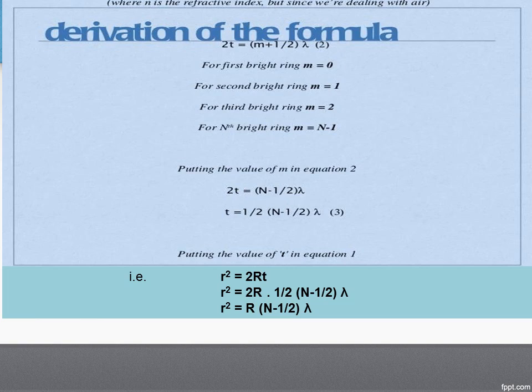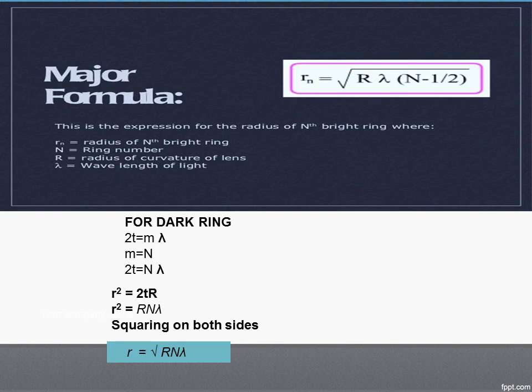Putting the value of t in equation number 1, we get R squared equals 2Rt, and R squared is equal to 2R into half, n minus half, lambda, so r squared is equal to R into n minus half lambda. So r_n, that is the radius of the nth bright ring, is equal to the square root of R lambda into n minus half, which is the formula for the radius of the nth bright ring, where n is the ring number, capital R is the radius of curvature of the lens, and lambda is the wavelength of light.